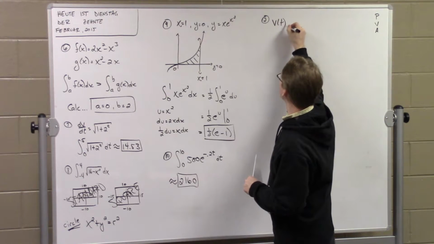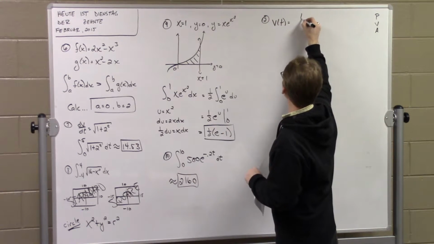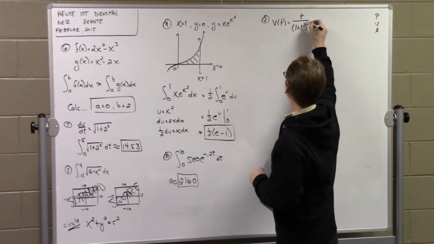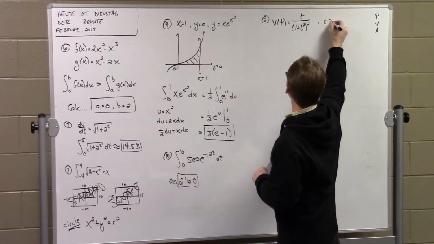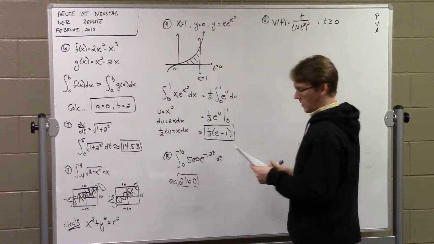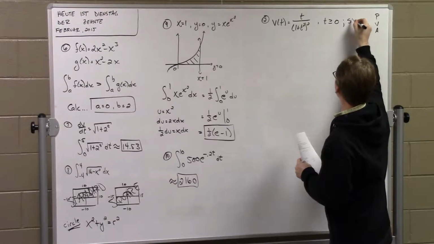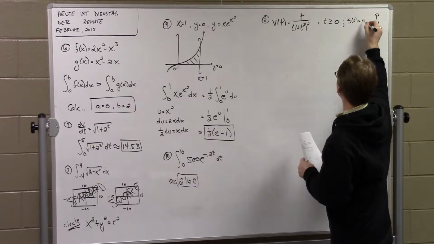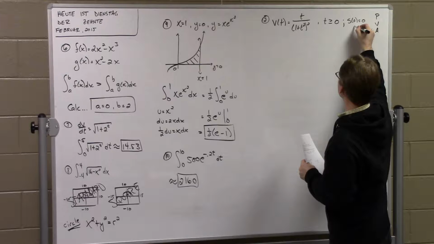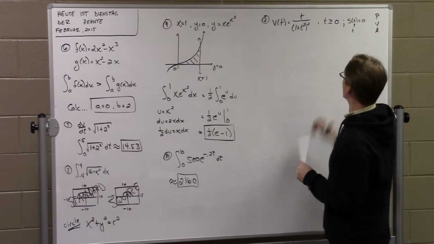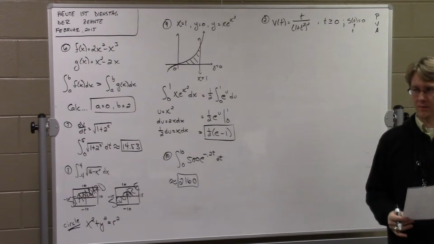Here's what we know. The velocity is given as t over 1 plus t squared on the interval from 0 to infinity. They also give you the initial condition that the position at time 0 is 0. So when t is 0, the position, or at the origin, is 0.